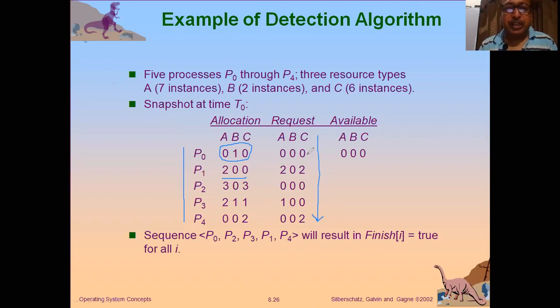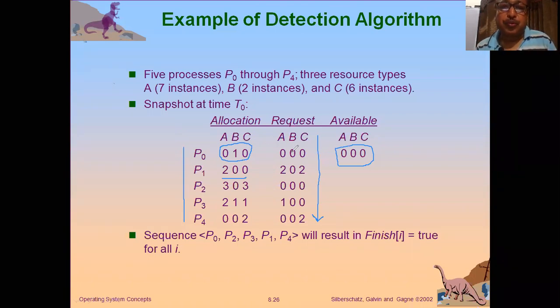P0 is not requesting anything. P1 is requesting 202. P2 is requesting 000. P3 is requesting 100. P4 is requesting 002. And this is the available status: these are the resources available with the operating system. Now we have to find whether the system is in a deadlock state or not. For that purpose, we have to apply the deadlock detection algorithm.